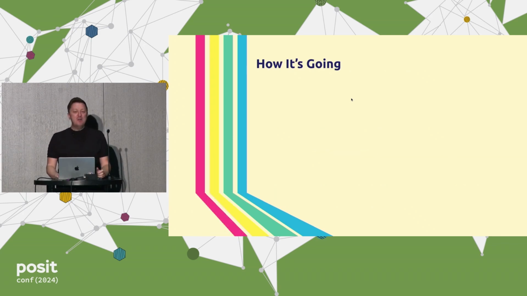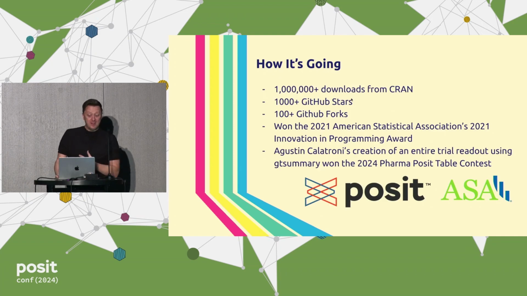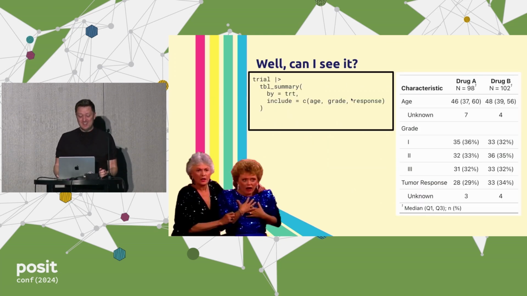But how's it going? Well, much better than I anticipated, honestly. So we got over 1 million downloads from CRAN, 1,000 GitHub stars, 100 GitHub forks. And in 2021, the American Statistical Association gave the package the Innovation Programming Award. And last month, Augustine created an entire trial readout using gtsummary and won the 2024 Posit Table Contest. So that's pretty awesome. It's really exciting stuff.